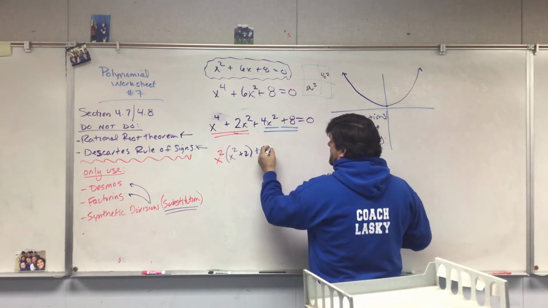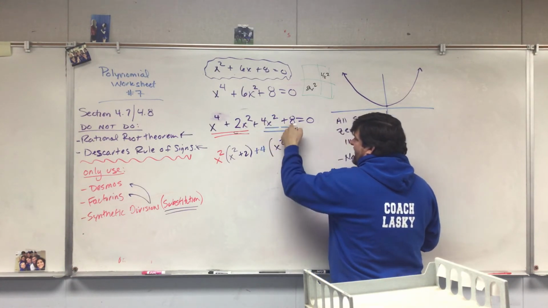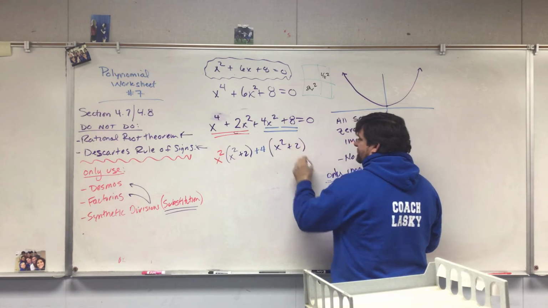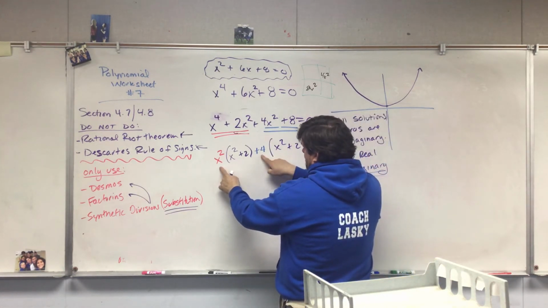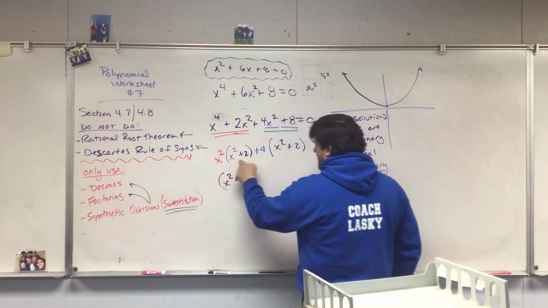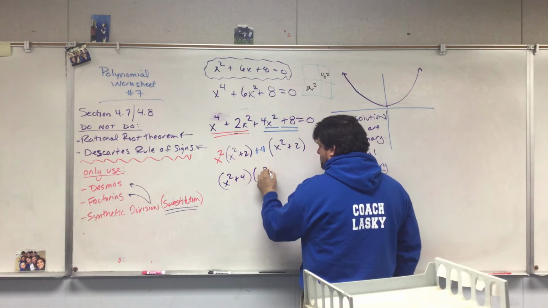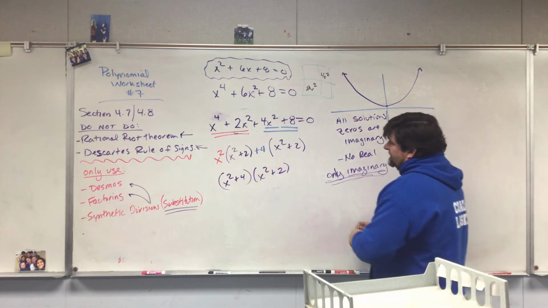And that gives me 4 divided by 4 gives x squared. 8 divided by 4 gives me plus 2. And since the two different colors here, I get x squared plus 4. And then those stay the same, x squared plus 2. So that's how you do factor by grouping, guys.